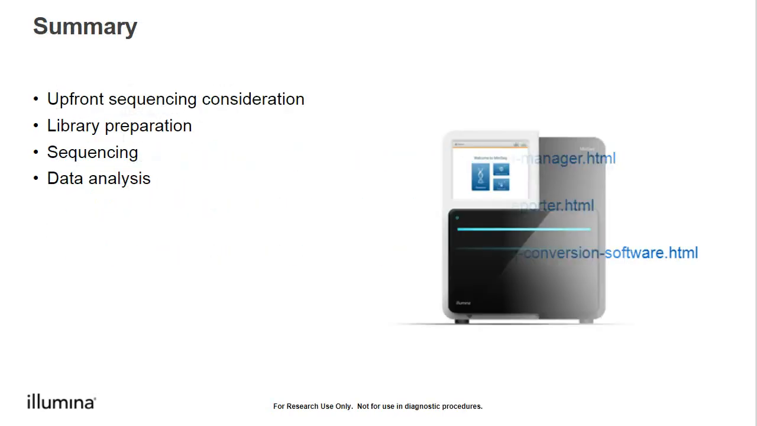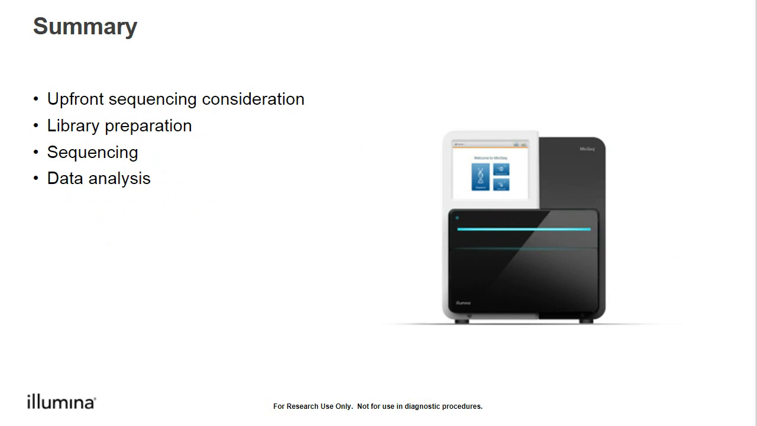Today, we've discussed upfront considerations for sequencing, including recommendations for input nucleic acids, the purpose of library preparation, different methods for library preparation, and how to determine the most appropriate method to use, the sequencing workflow, and how to choose the right sequencer for each project, and analysis options and methods. We've discussed resources for learning more about Illumina Next Generation Sequencing and tools to help plan our sequencing projects.